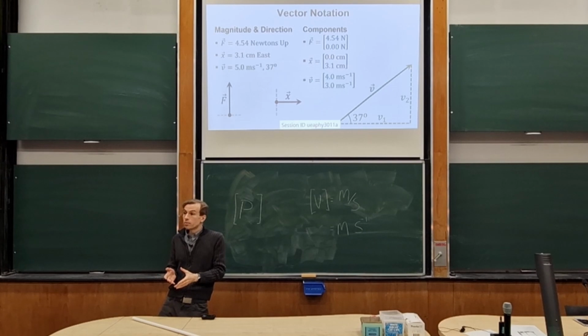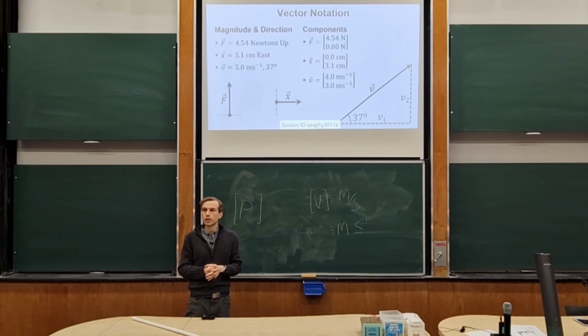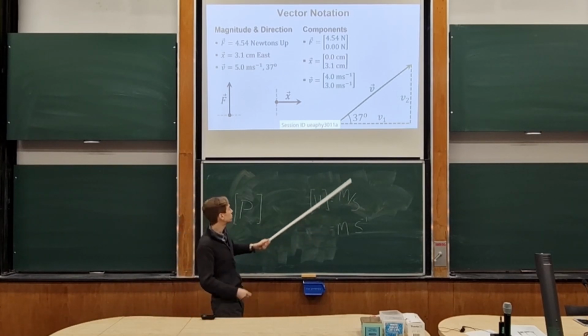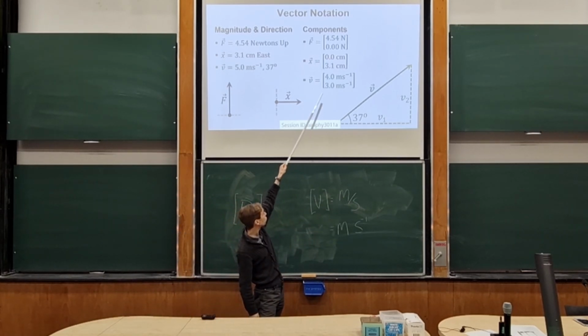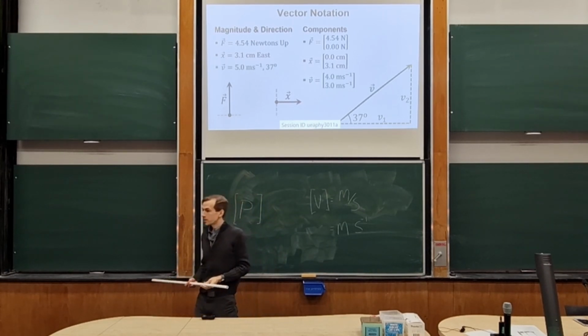Writing vectors in components really becomes handy when we have vectors like this last one, where they're not just in a particular direction. So instead of writing 5 meters per second at an angle, we can just write down the components. So maybe the horizontal component is 4 meters per second, and the vertical component is 3 meters per second.